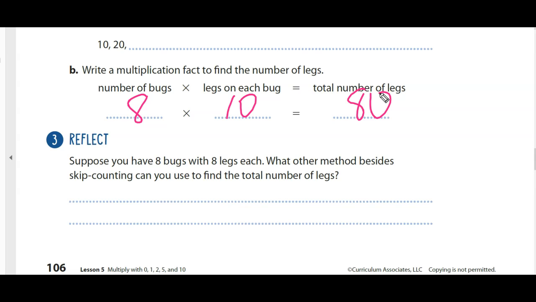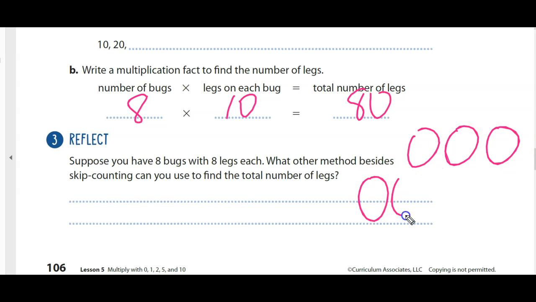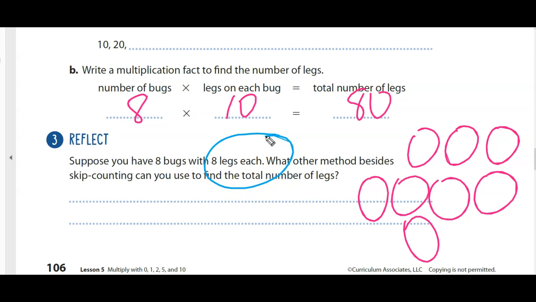Now it says, suppose you have 8 bugs with 8 legs. What other method besides skip counting could you use? So there were 2 of them that we learned last week. But if you do equal groups, so 8 bugs, 1, 2, 3, 4, 5, 6, 7, 8. With how many legs? 8. So then I can just do 1, 2, 3, 4, 5, 6, 7, 8, and repeat that for each bug.